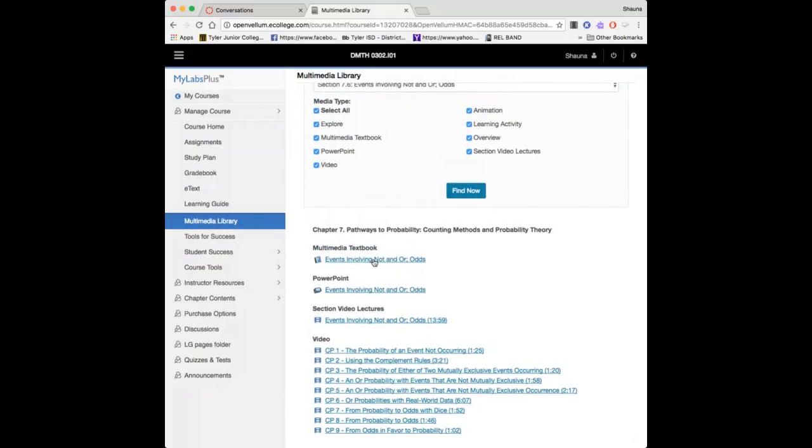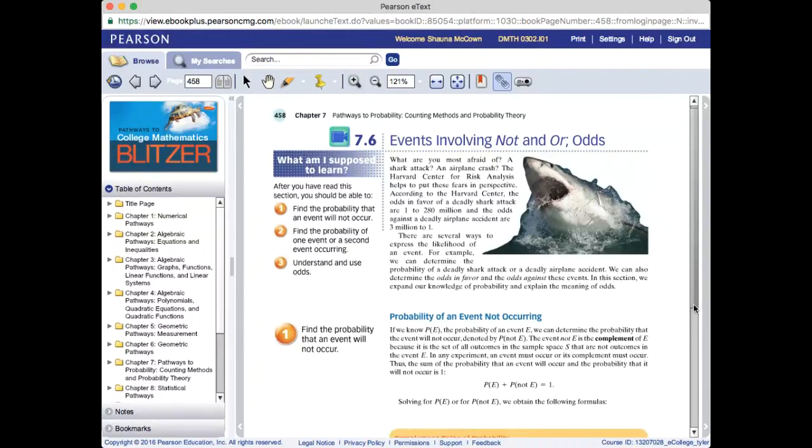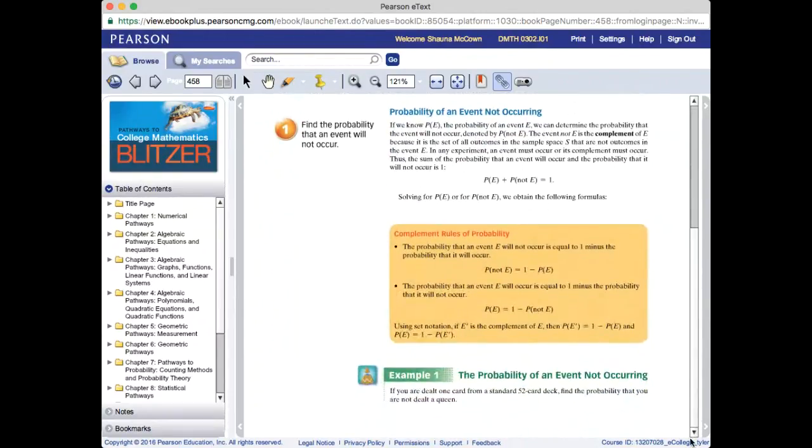So I'm going to open up the textbook so you guys can see it. Let me get that loaded. I'm going to turn this off for just a second because I have to change my application. Oh, there it is. Okay, so this would be just like if you were opening the textbook up. So this is 7.6.